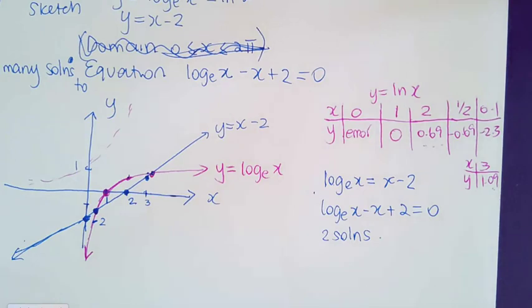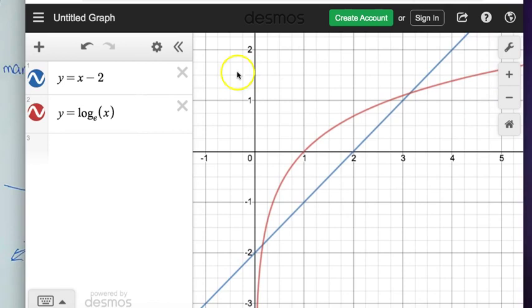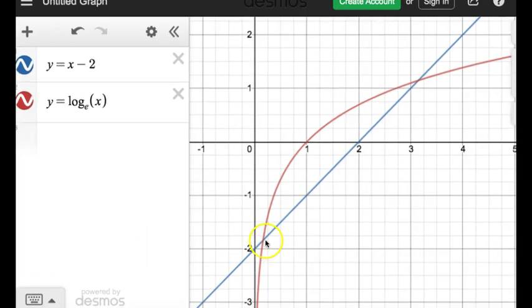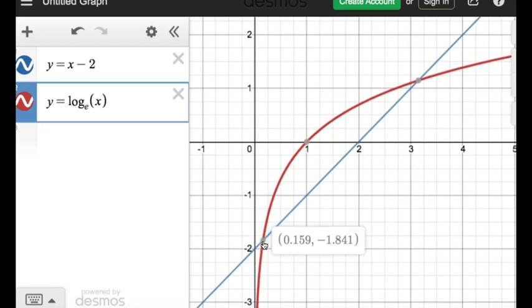All right, the point of intersection between ln x and y equals x minus 2. Look at our points of intersection. So here's one. There it is. You know how I was saying on the straight line graph when x is 3, y is 1, but on the logarithmic graph when x is 3, you get 1.09. So the red one is above the blue line when x is 3. So that's why the solution was slightly beyond 3.